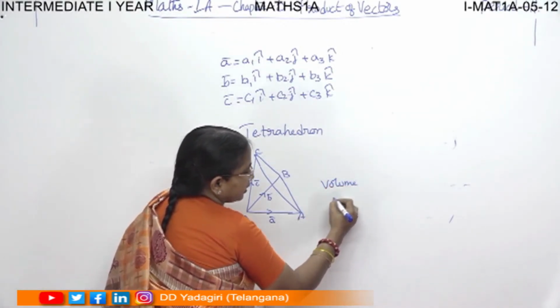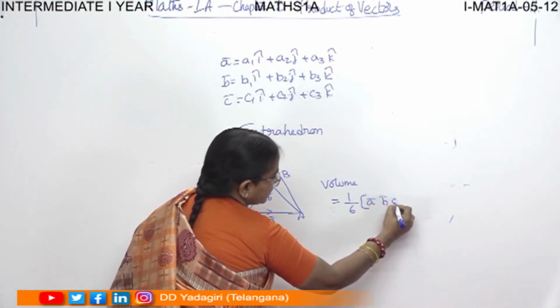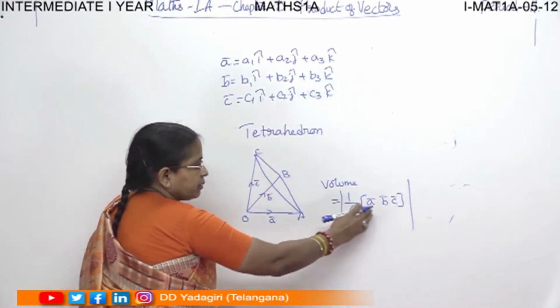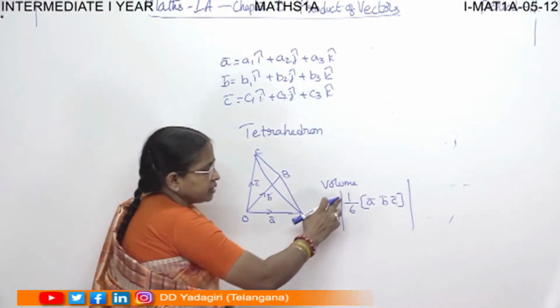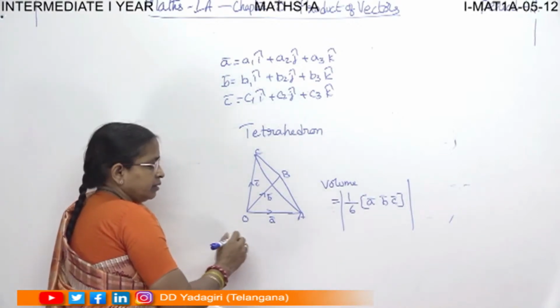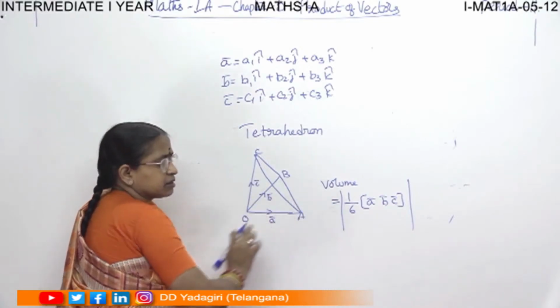is given by 1 by 6 into box ABC. Just learn the formula. Take the modulus, because sometimes you may get a negative value, but volume is always positive. So it is 1 by 6 into box ABC. Now this is the formula when three edges, three sides, are given.